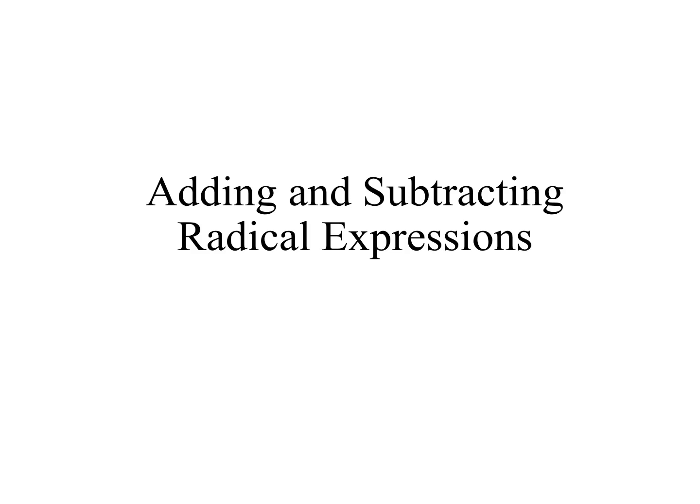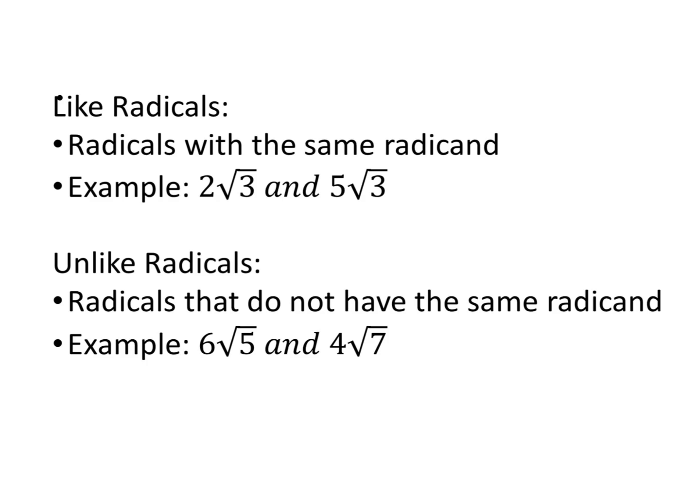In this video, you will learn how to add and subtract radical expressions. First, let's review the definition of like radicals and unlike radicals. Like radicals are radicals with the same radicand. So for example, 2 root 3 and 5 root 3 are like radicals because they both have a radical 3.